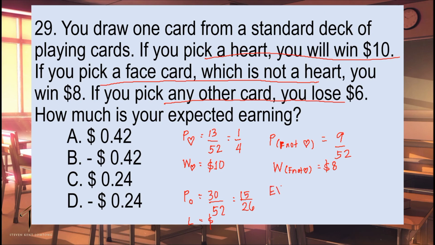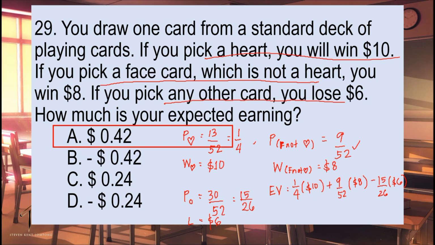Therefore, our expected earning or expected value, that would be 1/4. Okay, so ito, multiplied by $10 plus yung probability na makuha yung face not heart, that's 9/52 multiplied by $8. Then, subtract natin yung expected loss naman. That's 15/26, the probability. And, di ko sinulat yung 6. Ayun. $6. Ayun. Therefore, our expected earning is equal to yan, $0.42.